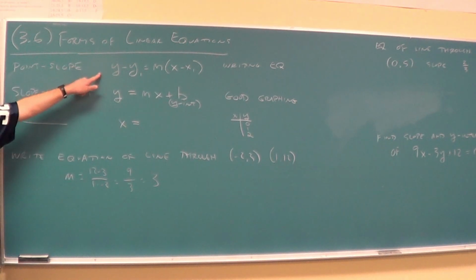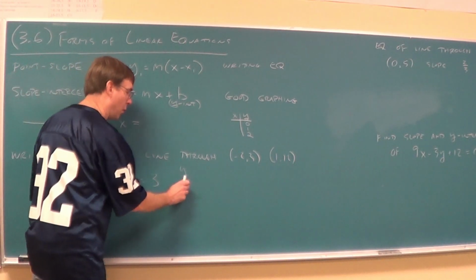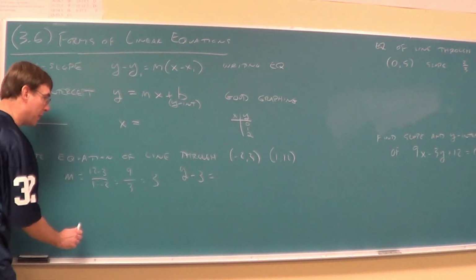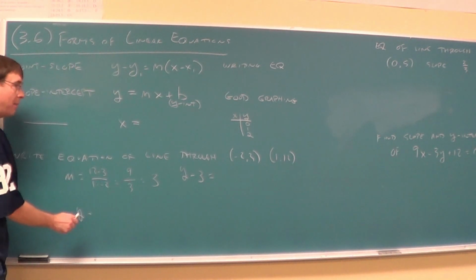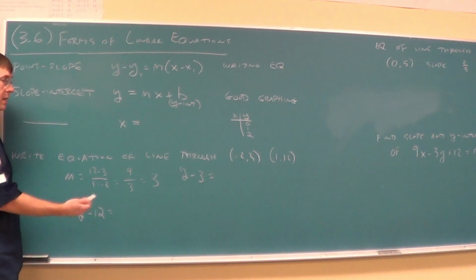Put it into point slope form. And you not only have 1 point to choose from, but you have 2. So pick either one. Some people might go y minus 3. Other people might go instead y minus 12. It doesn't matter. You just pick either way you want to go and just go with it.